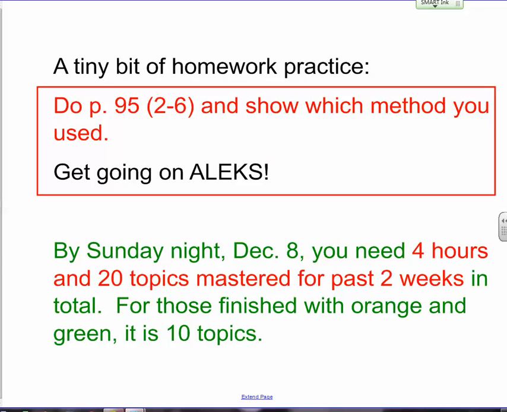So they are equivalent. You have a little bit of homework practice to do, page 95, 2 through 6. Just make sure you show me which method you used, and then get going on ALEKS. I'd like you to have another hour of ALEKS finished by class on Thursday. And that's it.